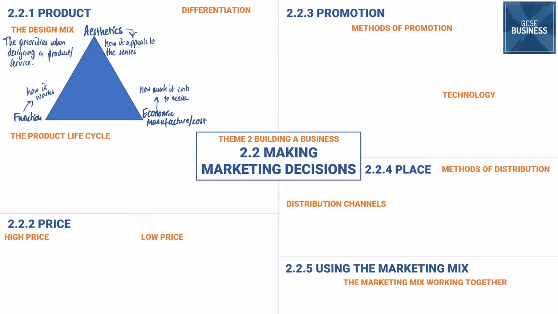In terms of function, a good example would be like a microwave or a Hoover. It doesn't really matter what it looks like, as long as it's not hideously ugly. The main thing is that does it do what it's supposed to do? Does it do its job? So for the design mix, it's just about which of those three priorities, and it might be two of those three, a business is kind of focusing on when they make their decisions when they're designing it.